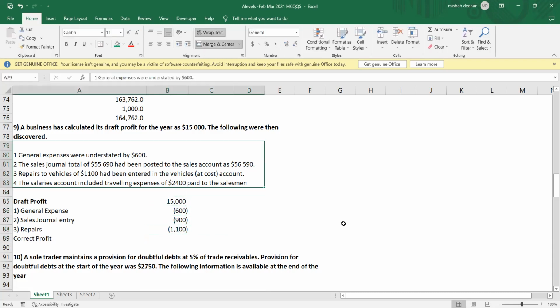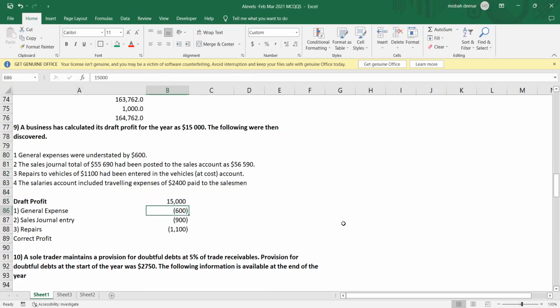Now the salaries account included traveling expenses of 2,400 paid to the salesman. So this entry is there to confuse you. See, salaries account included, so it relates to the payroll. Nothing to do with the effect on profit because it's already included. The correct profit is 12,400. So answer A.